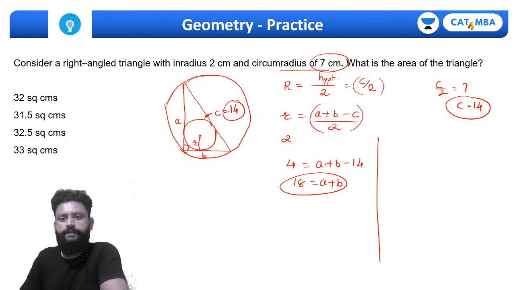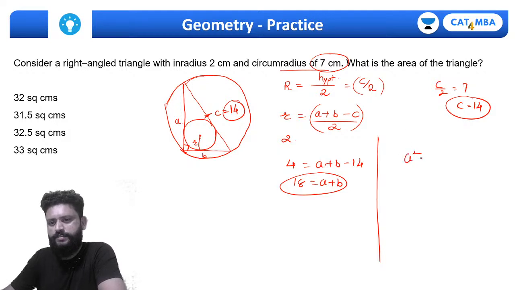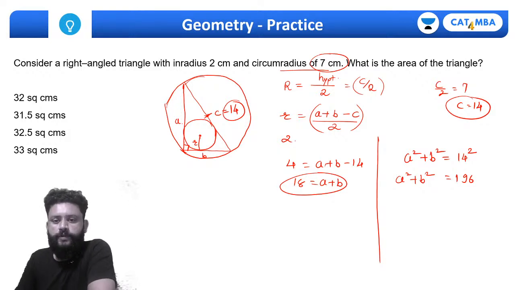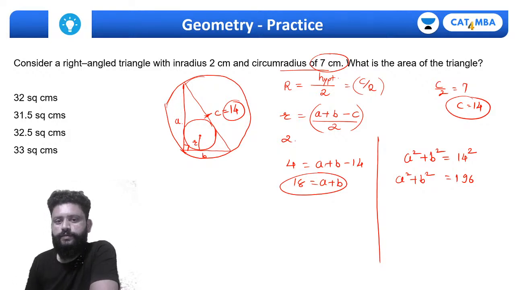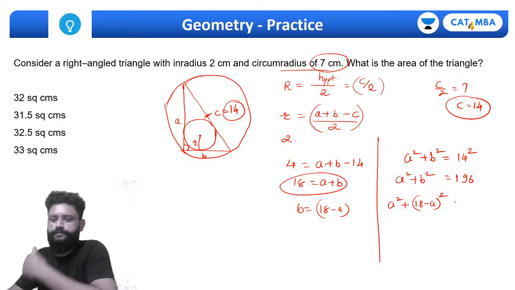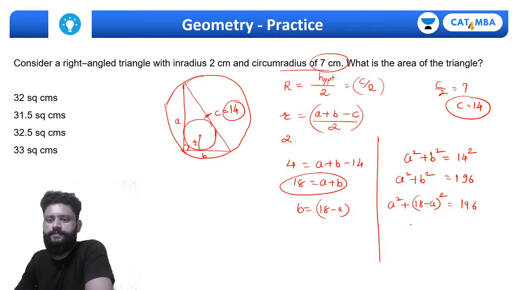C is 14 and a plus b is 18, and we can have a square plus b square as 14 square, which is 196. We can put the value of b as 18 minus a. So a square plus (18 minus a) whole square has to be equal to 196.